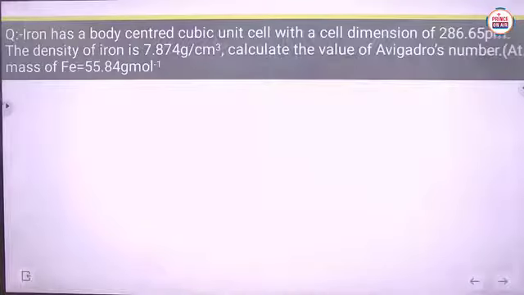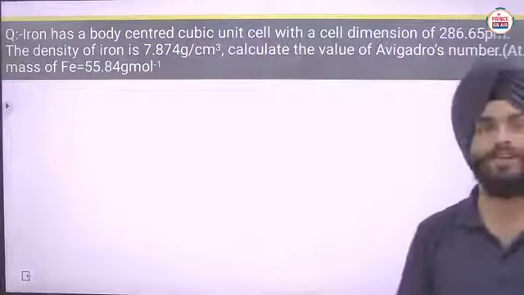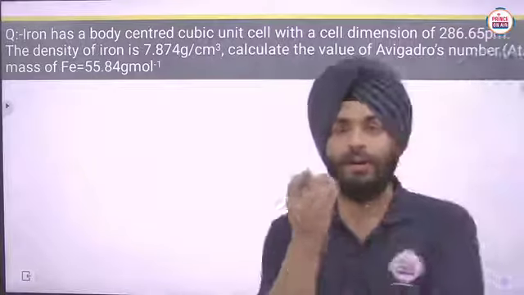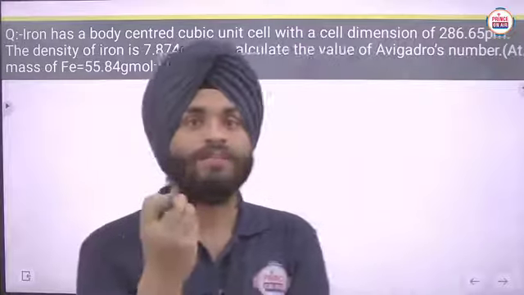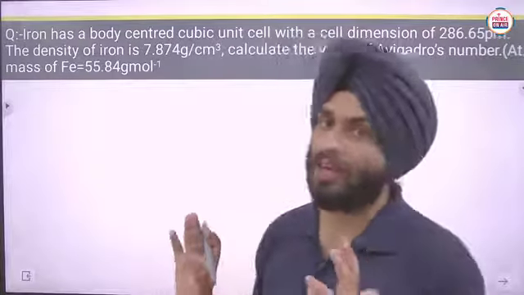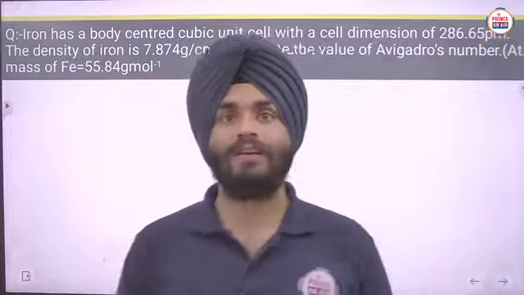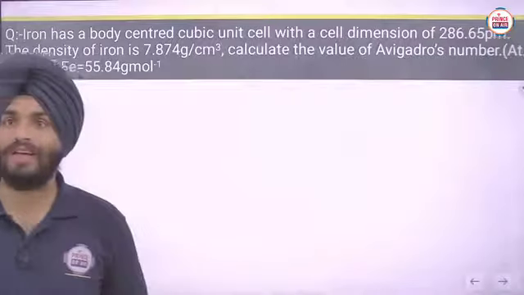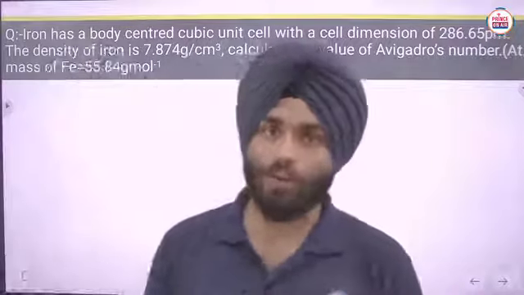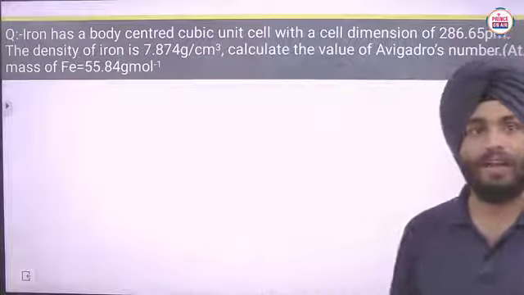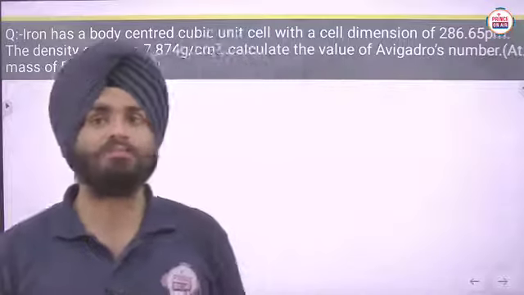Next question you have to do yourself once again. Iron has a body centered cubic unit cell. So many times some students will think, I'm just supposing that some students were thinking that sir has given the numericals just related to the FCC arrangement. Now it's body centered. Iron has a body centered cubic unit cell with cell dimensions of 286.65 picometer. The density of iron is 7.874 gram per cubic centimeter. Calculate the value of Avogadro's number.